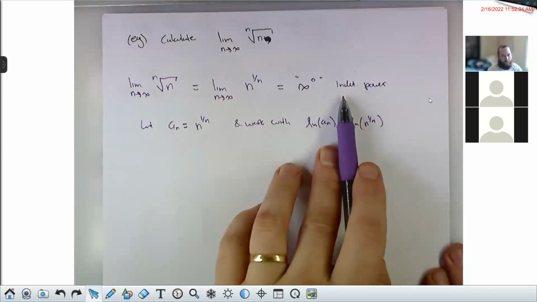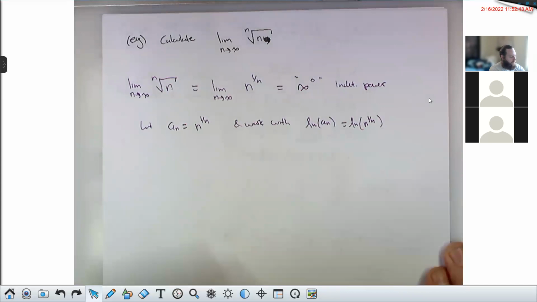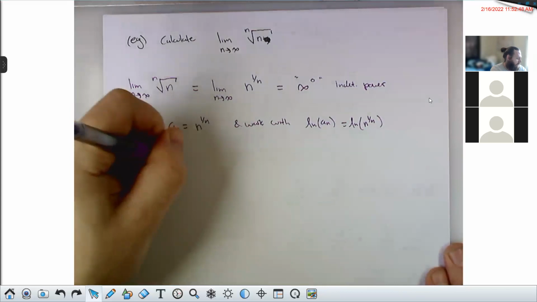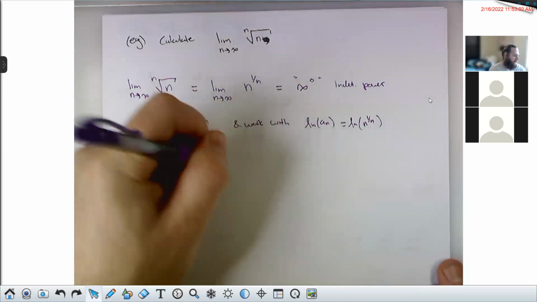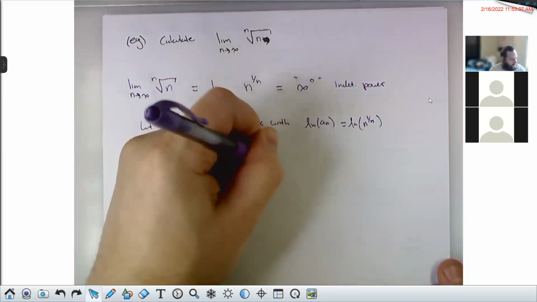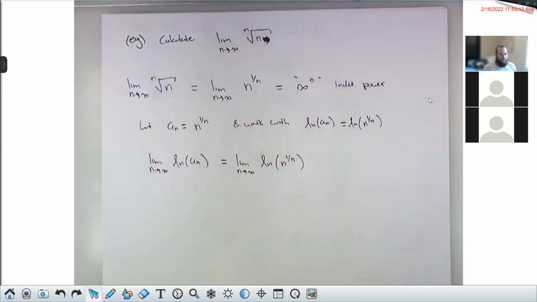So when you encounter an indeterminate power, your first step is going to be to hit the brakes, go back to the start, and work with the natural log of that object instead. And we're going to try to calculate the limit as n goes to infinity of the natural log of a_n. And at the end, we'll undo the log. Since a_n is n to the 1 over n, this is the limit as n goes to infinity of the natural log of n to the 1 over n.